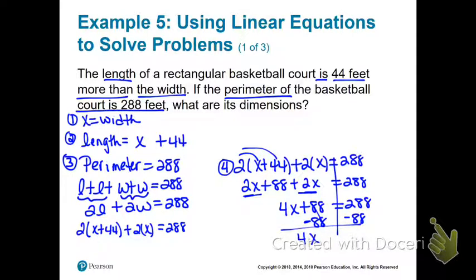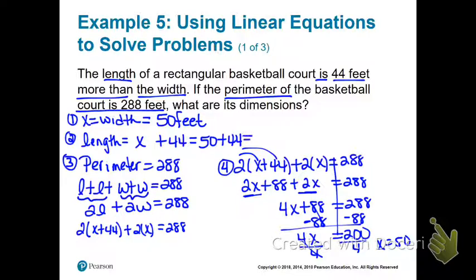So 4x equals 200. Divide by 4, and we find x equals 50. So the width was x, which is just 50 feet. And the length was x plus 44, which is 50 plus 44, which is 94 feet.